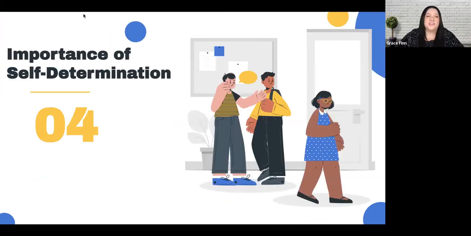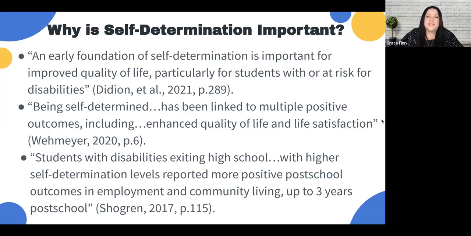So based on our definition, we know that self-determination allows people to take control of their own lives, which is really important. An early foundation of self-determination has shown improved quality of life, particularly for students with or at risk for disabilities. It has been linked to multiple positive outcomes, including, again, enhanced quality of life and life satisfaction. Students with disabilities exiting high school with higher self-determination levels reported more positive post-school outcomes in employment and community living.